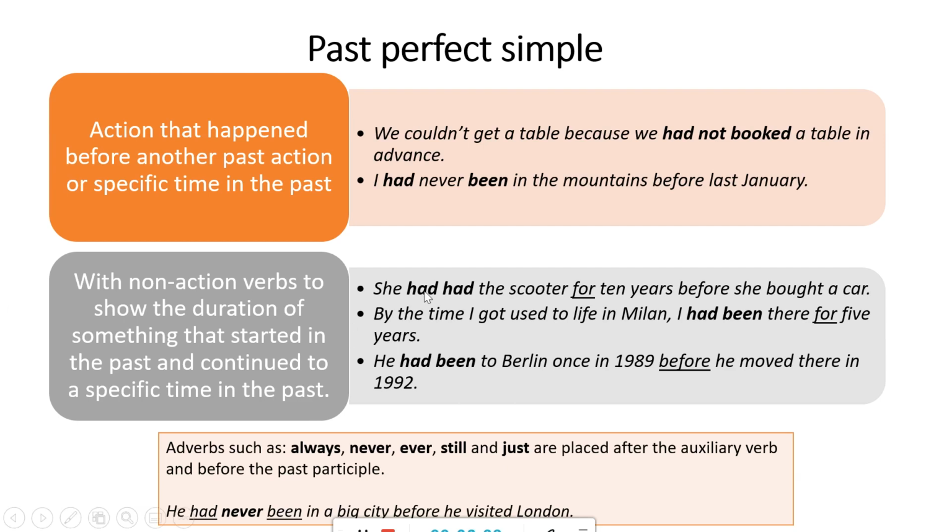She had had the scooter for 10 years before she bought a car. Yes? So this past perfect simple is used to talk about a situation that took place for a specific period of time, yes, until something else happened. All the actions are past. And notice that in this case we tend to use for, okay, because if we talk about duration, we must use this for or before, okay, for 10 years or before a specific moment.